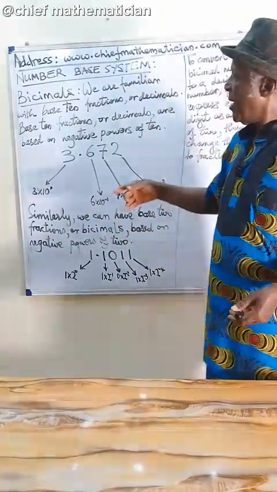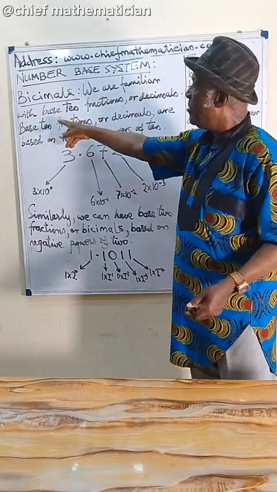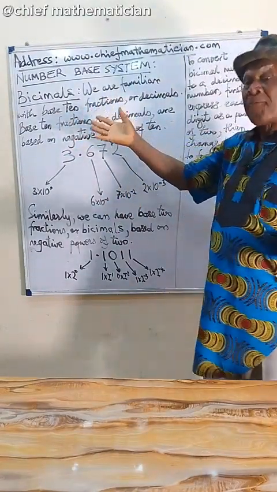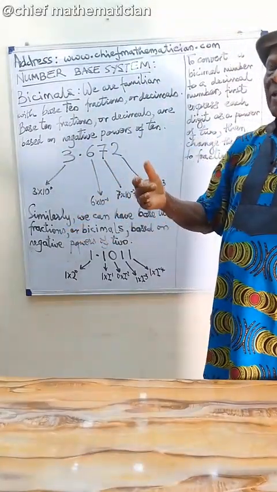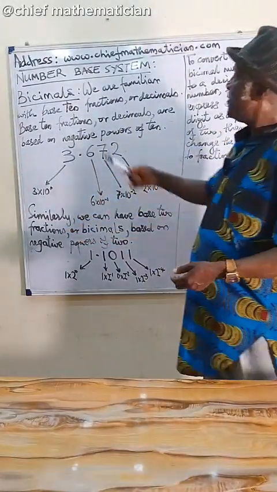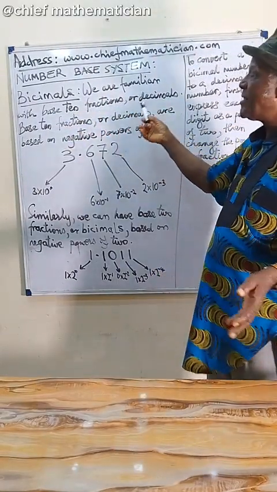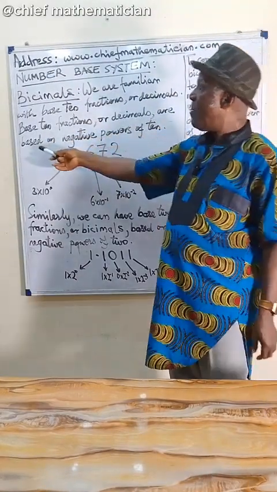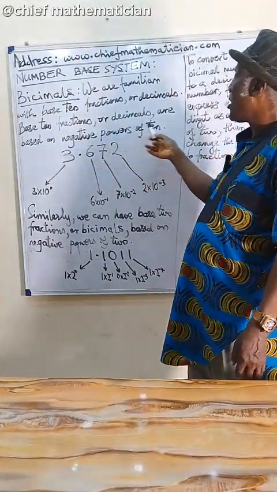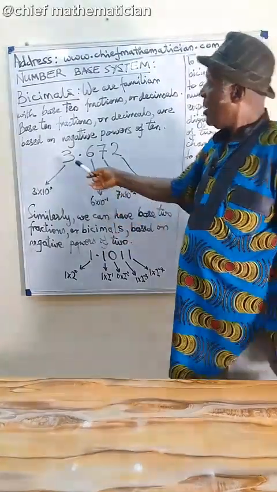So we are familiar with base 10 fractions. This is what we have been doing over the years. We are familiar with base 10 fractions or decimals. Base 10 fractions or decimals are based on negative powers of 10. I'm going to explain that clearly to you.